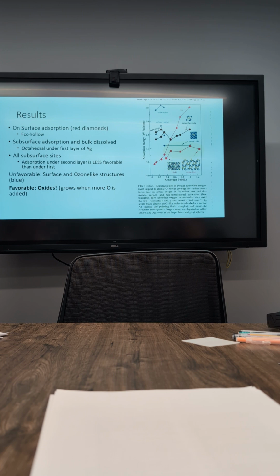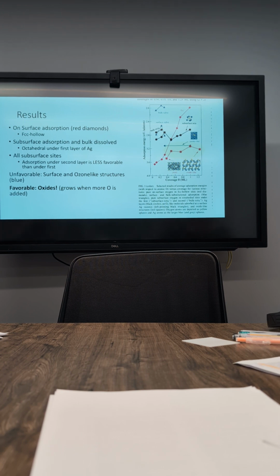I really don't like this graph. It's really confusing. I was like, I'll learn this eventually. But I didn't like it. So the only thing you really need to care about is the green section that I highlighted that has the 4x4 and the oxide-like structures.